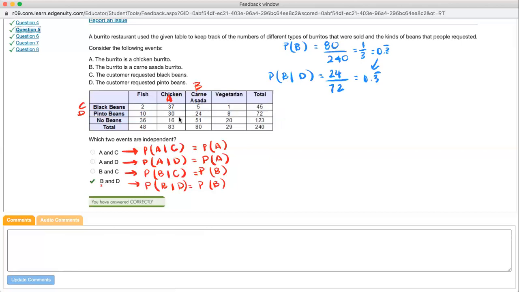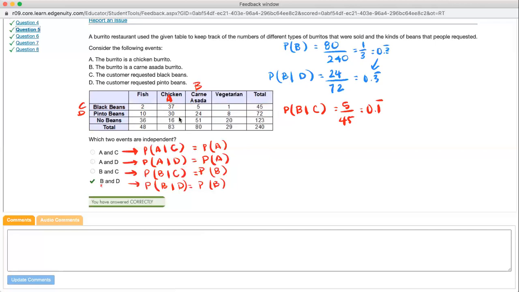If I were to look at the other ones, let's do B given C, right? So if I'm given C, I am given black beans, then I want B, right? So probability of B given C would be 5 out of 45. Notice that this is my total, right? So 5 out of 45 is 1/9, and this will give you 1/10 repeating. Not equal, so not independent.